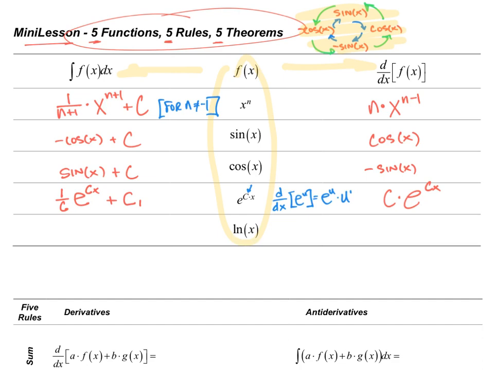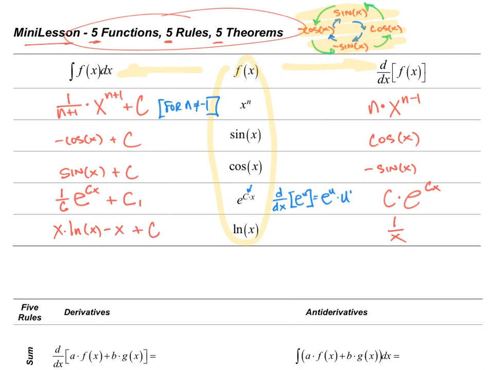Last but not least here, let's look at the natural log of x. The derivative of ln of x is 1 over x. And then the antiderivative of ln of x, this one's a little tricky. It's x times ln of x minus x plus some constant.